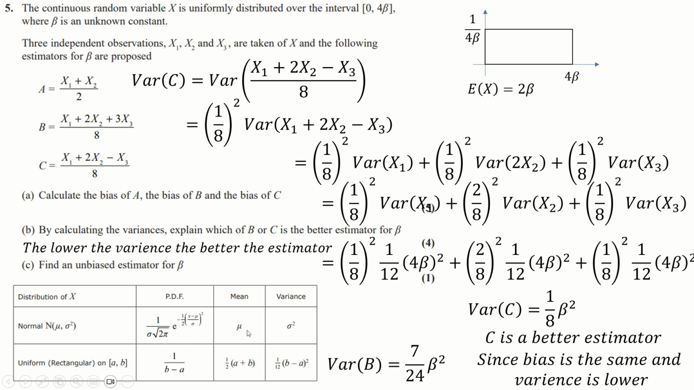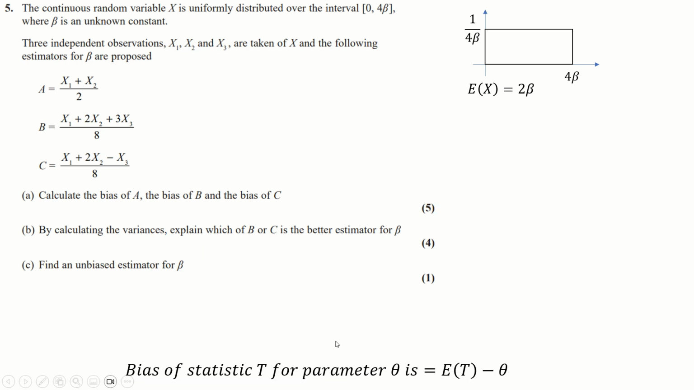And then it says find an unbiased estimator for beta. Now, we talked about how the bias is E of t minus theta. If the bias is 0, that means it's unbiased. So therefore, we need E of t, the expected value of the statistic, to be equal to theta. So for an unbiased estimate for beta, we need some statistic where if we work out the expected value of that thing, we just get beta.